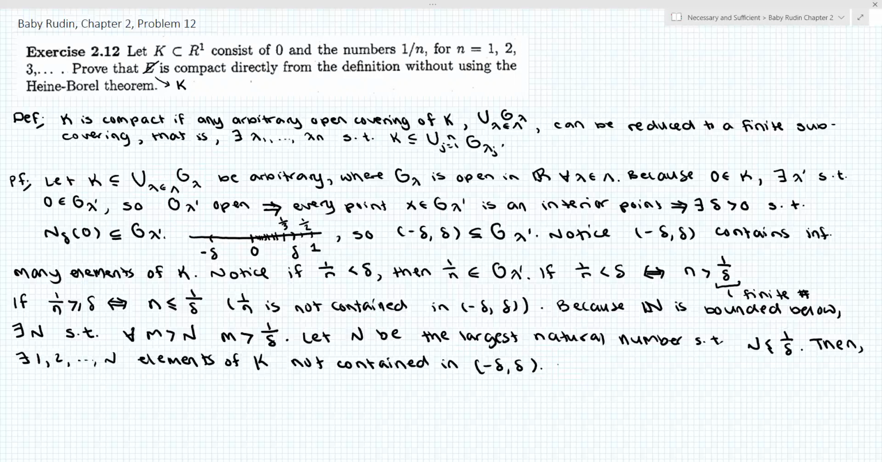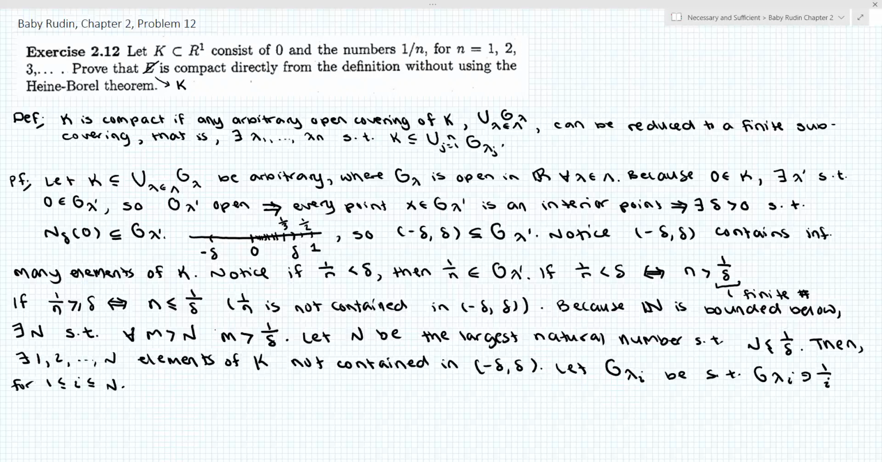So let O lambda I be such that O lambda I contains 1 over I for 1 less than or equal to I less than or equal to capital N. And again, we know these exist because we're taking them from this arbitrary open covering of K.